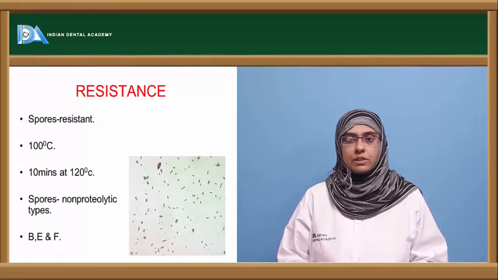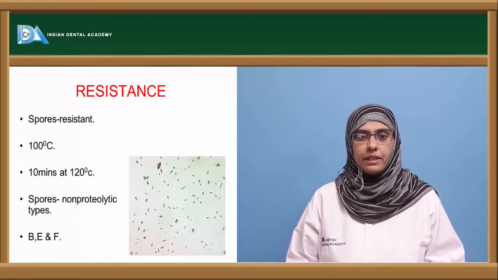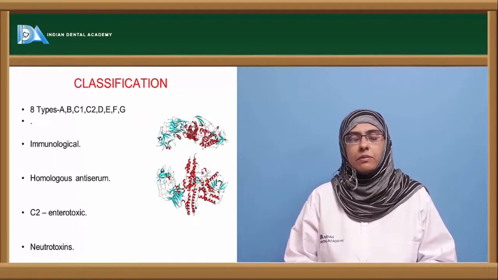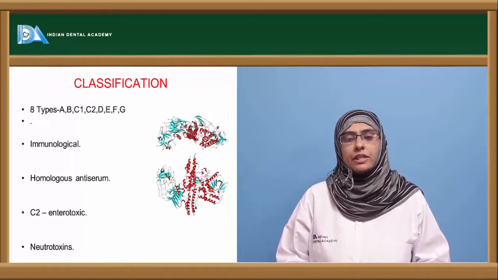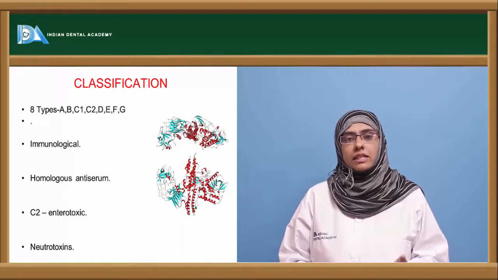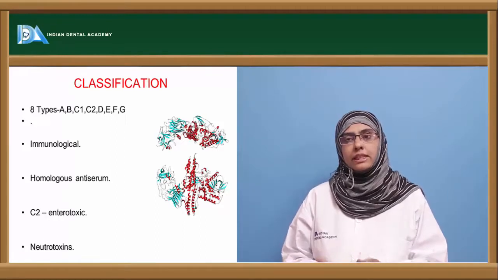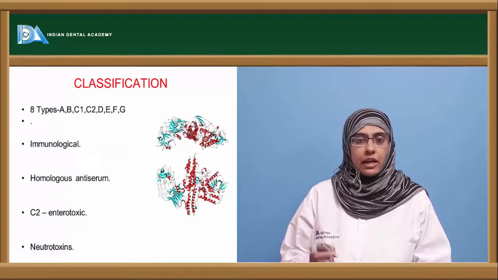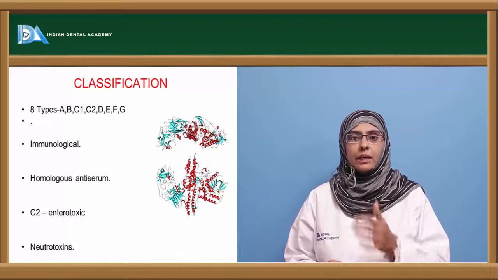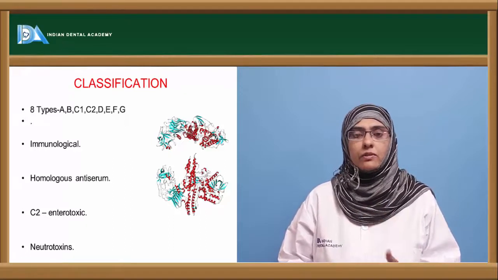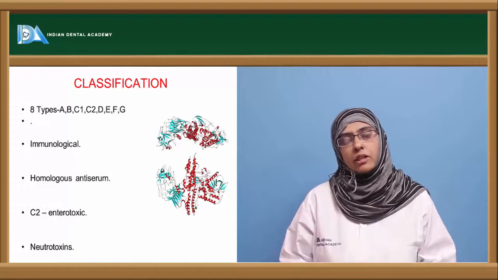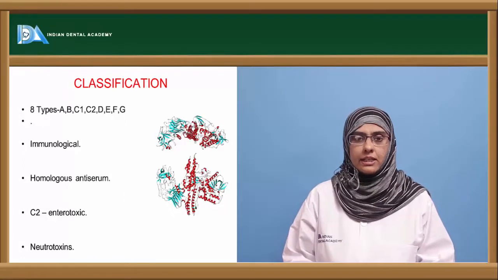And spores of mostly the non-proteolytic types B, E, and F are less resistant when compared to the other types of Clostridium botulinum. Coming to the classification, the organism can be classified into 8 types such as A, B, C1, C2, D, E, F, and G. These types have been mostly typed based upon the immunological difference of the toxins that are produced, because these toxins can be neutralized only by the homologous antiserum.